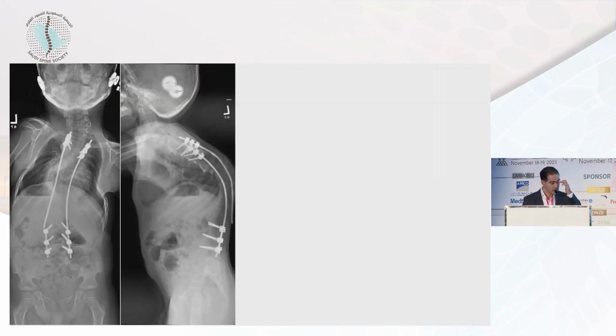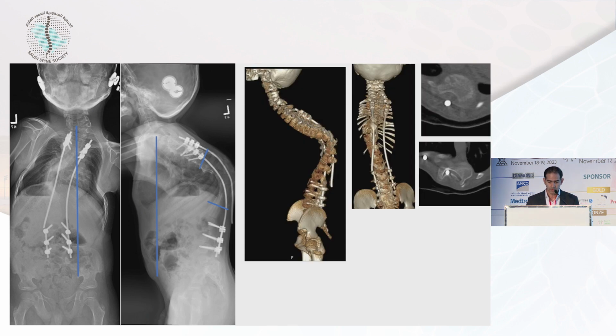This is the last case, also a syndromic patient that was operated multiple times with this fixation technique with proximal distal screws that broke. He ended up having a severe deformity coronally and sagittally, and the problem is the rod progressively migrated inside the canal. He didn't have any kind of neurological symptoms.